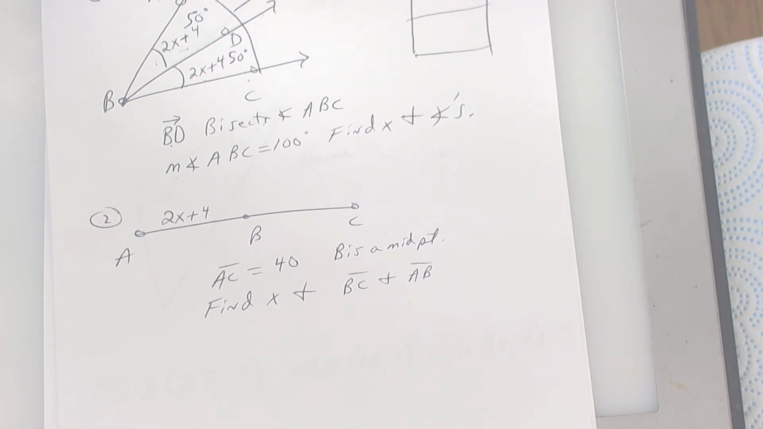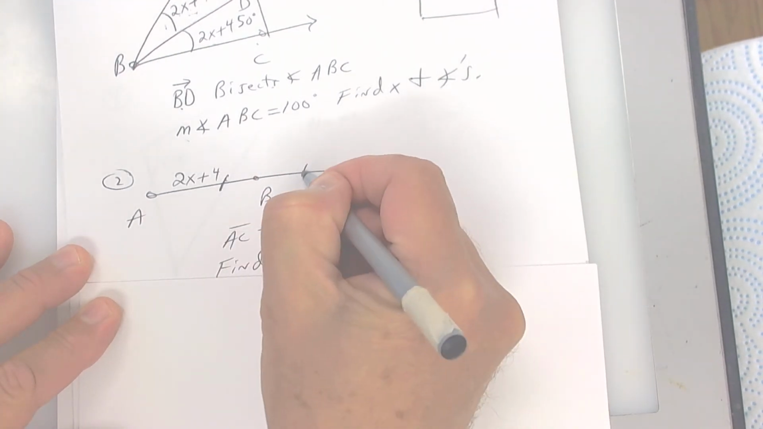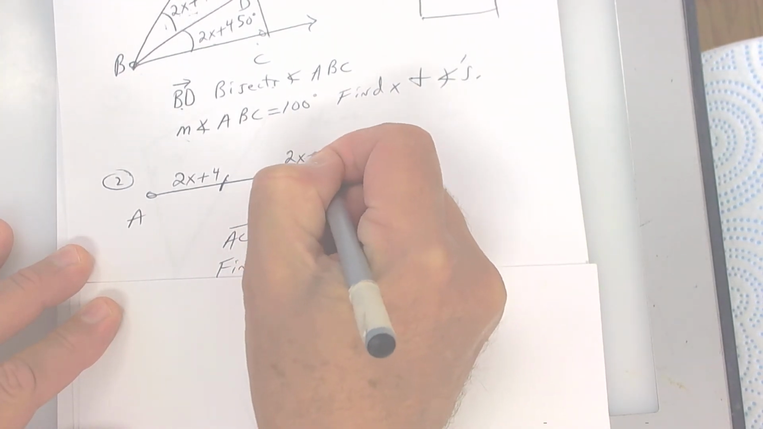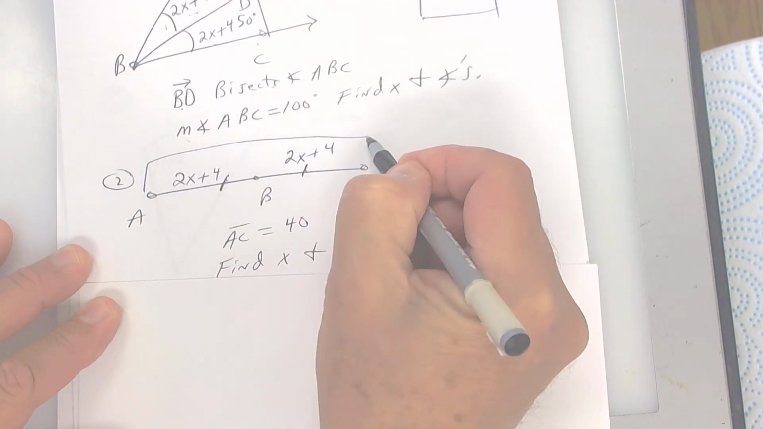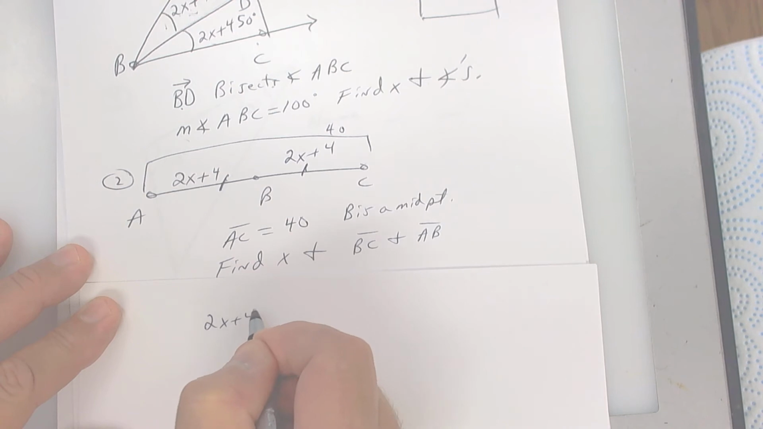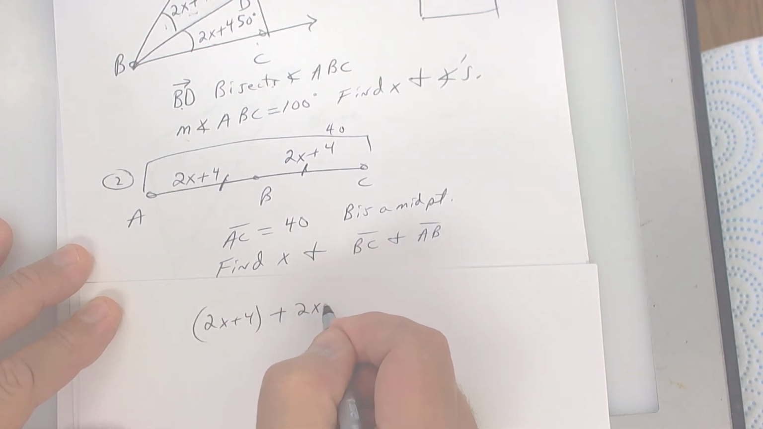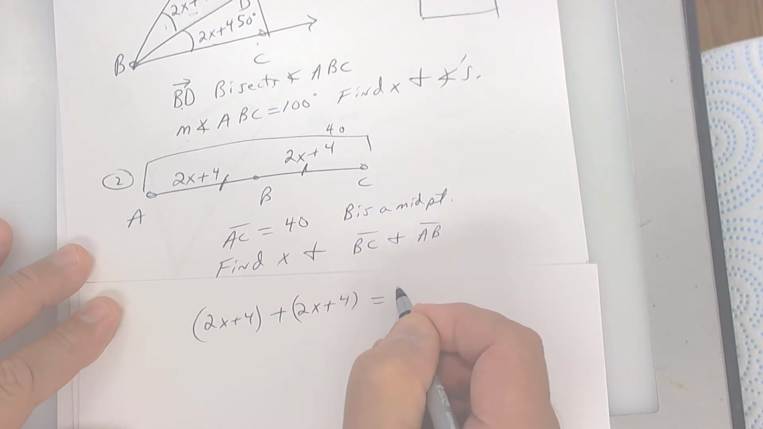Try this one. All right, well here, this is a midpoint. So this one is equal to this one. So you can put 2x plus 4 here. The whole thing is 40, is what I gave you. So you're going to do it exactly the same way. It's a midpoint, kind of like a bisector. It cuts it in half, okay?